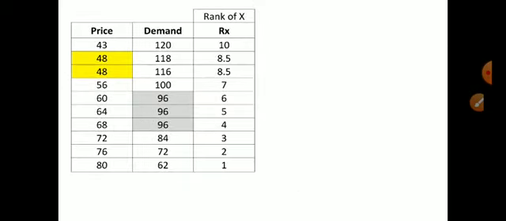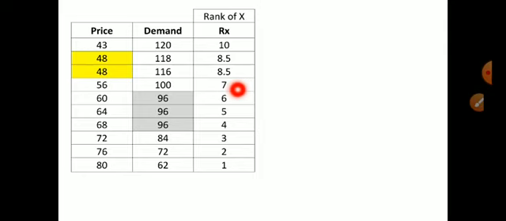Okay, see here, observe the x series. This is the x series. Here we have to understand which one is the highest. Here it is 80. We are going to assign Rx, rank of x, as 1. We have given the rank for 80 as 1. What is the next highest? 76. We have assigned 2. 72, 3. Similarly we are going to assign, and for 56 we have given 7.